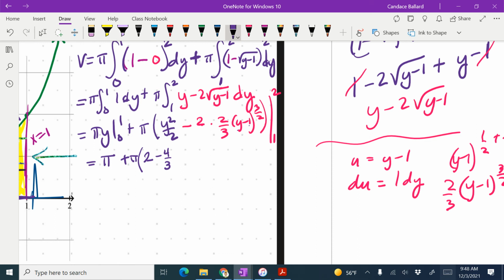1 to any power is still going to be what? So all I get off that back piece is 4/3. I did a lot in my head. Okay.